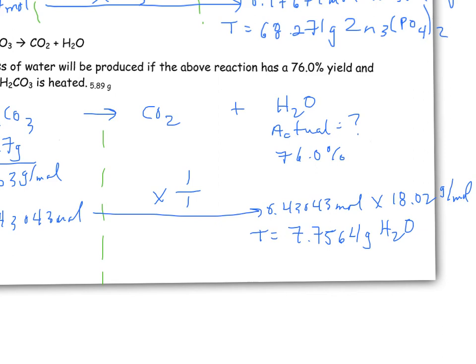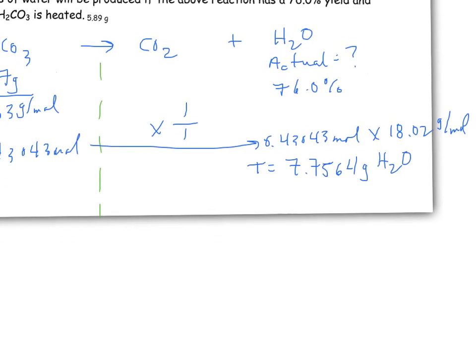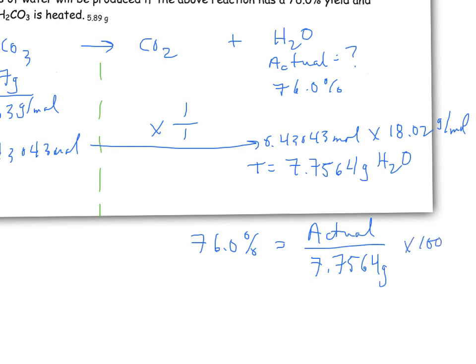To determine the actual yield, I'm going to plug in what I know into the percent yield calculation. I'm told that the percent yield is 76.0. I want to determine the actual yield, and I know the theoretical is 7.7564 grams. I then rearrange this equation for actual. I'm going to have to divide both sides by 100 to get rid of this, and times both sides by my theoretical yield to isolate the actual.